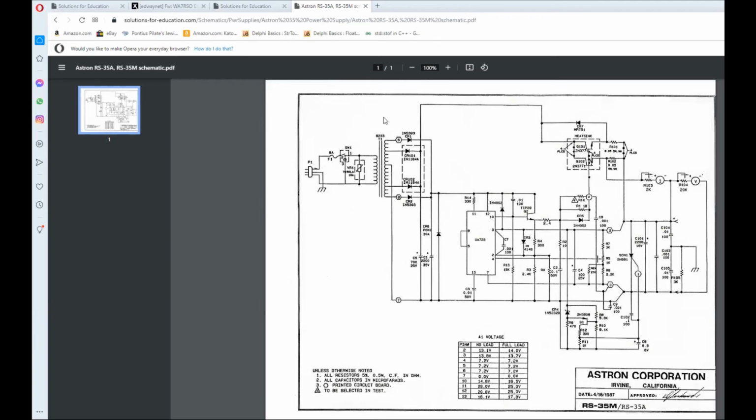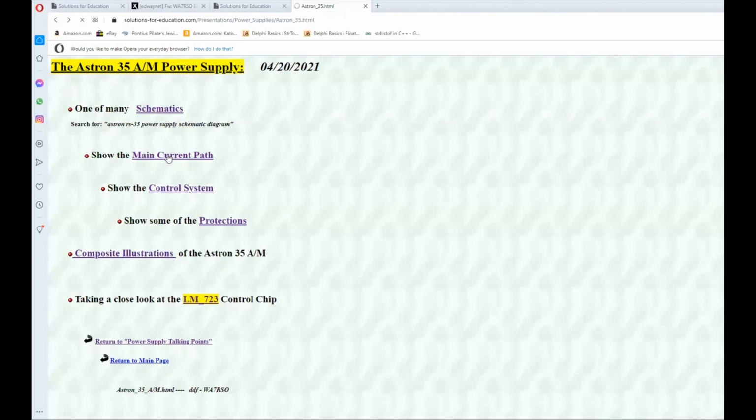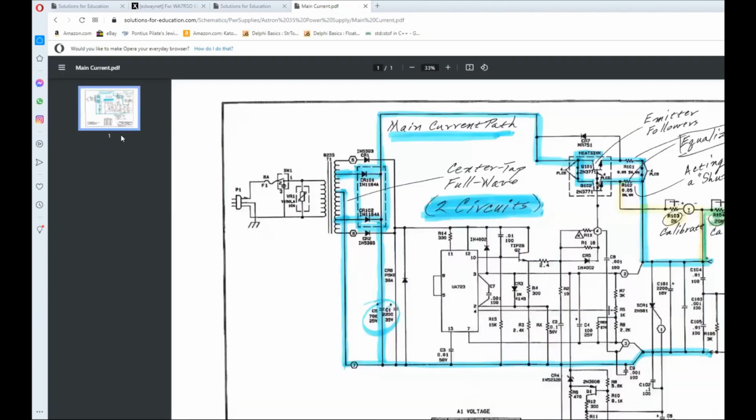What I've done is I took this particular circuit and made a copy of it, and then I highlighted certain areas of it in order to illustrate how this thing works. Those schematics are available. You just bring down to this one here as an example.